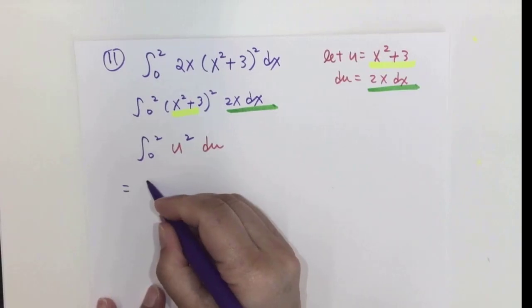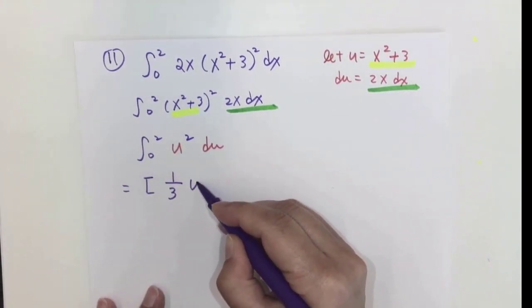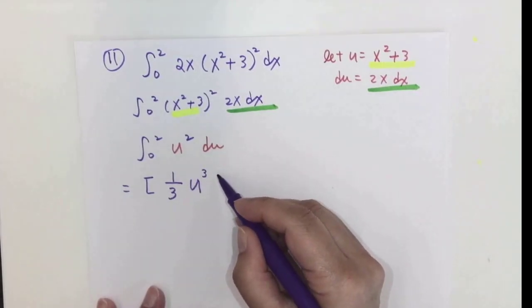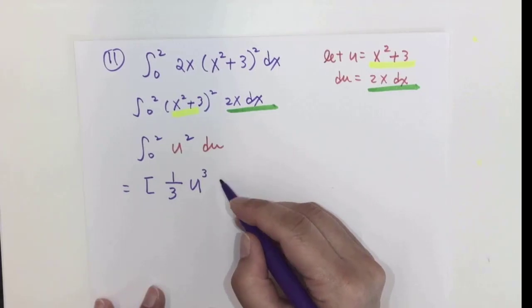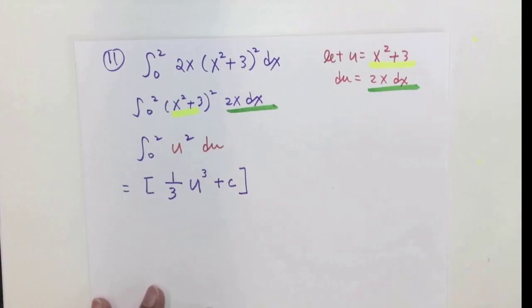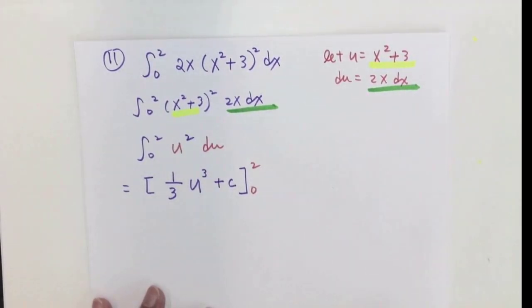This will become what? 1 over 2 plus 1 is 3, right? And then u raised to 2 plus 1 also 3, right? And then normally we add a c, so I can show you if we add a c here, it's going to get cancelled out because we're going to plug in the upper limit, subtract the lower limit, right? So far, are we okay? Oh, I have a problem.